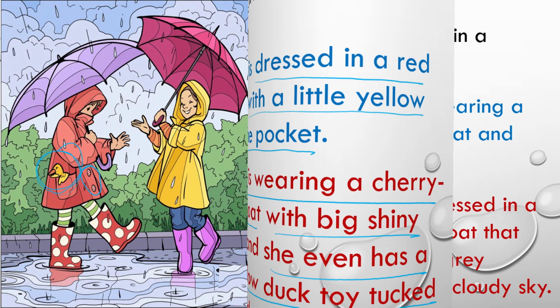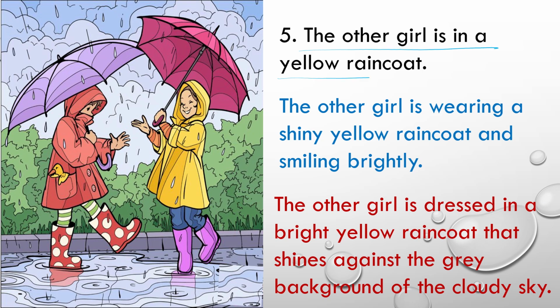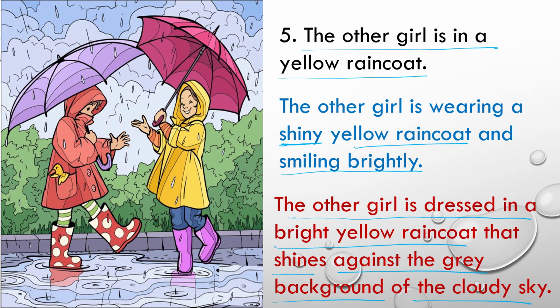Next sentence. The other girl is in a yellow raincoat. Simple sentence by looking at the picture. Now add extra details. The other girl is wearing a shiny yellow raincoat and smiling brightly. Again, visual details. The other girl is dressed in a bright yellow raincoat that shines against the gray background of the cloudy sky. So here you are writing on the basis of color contrast.